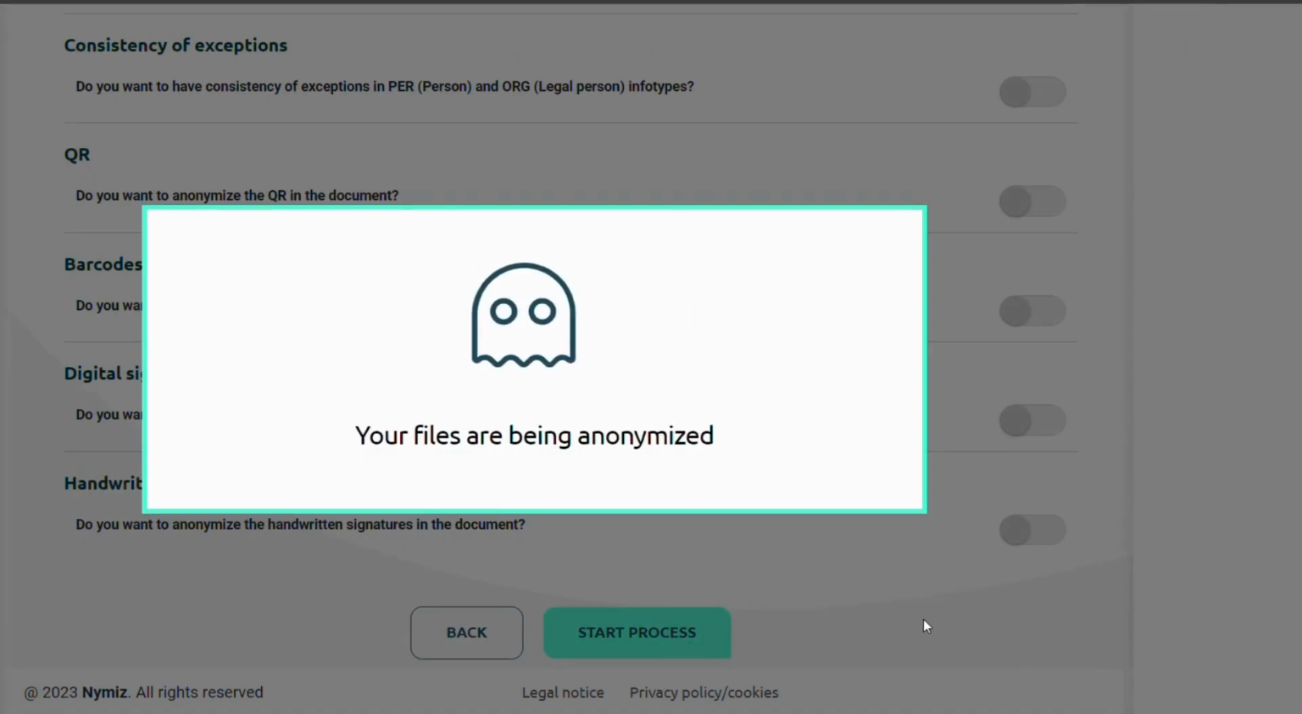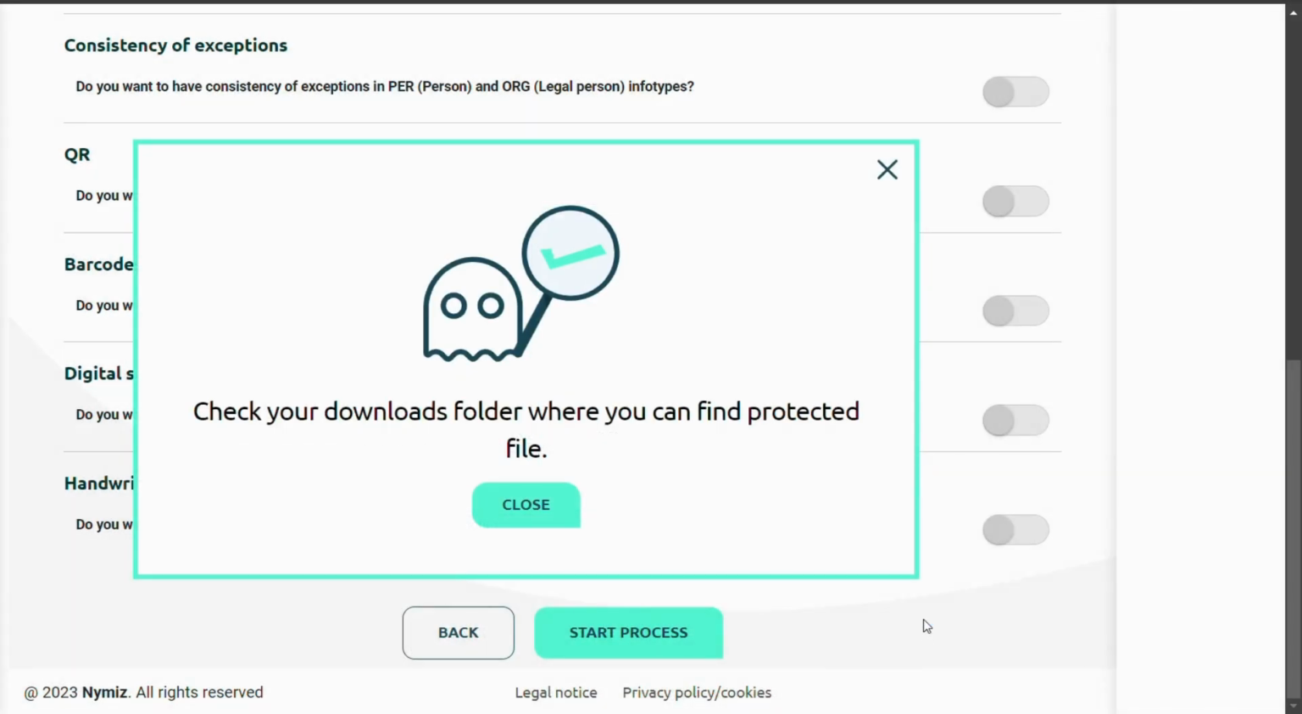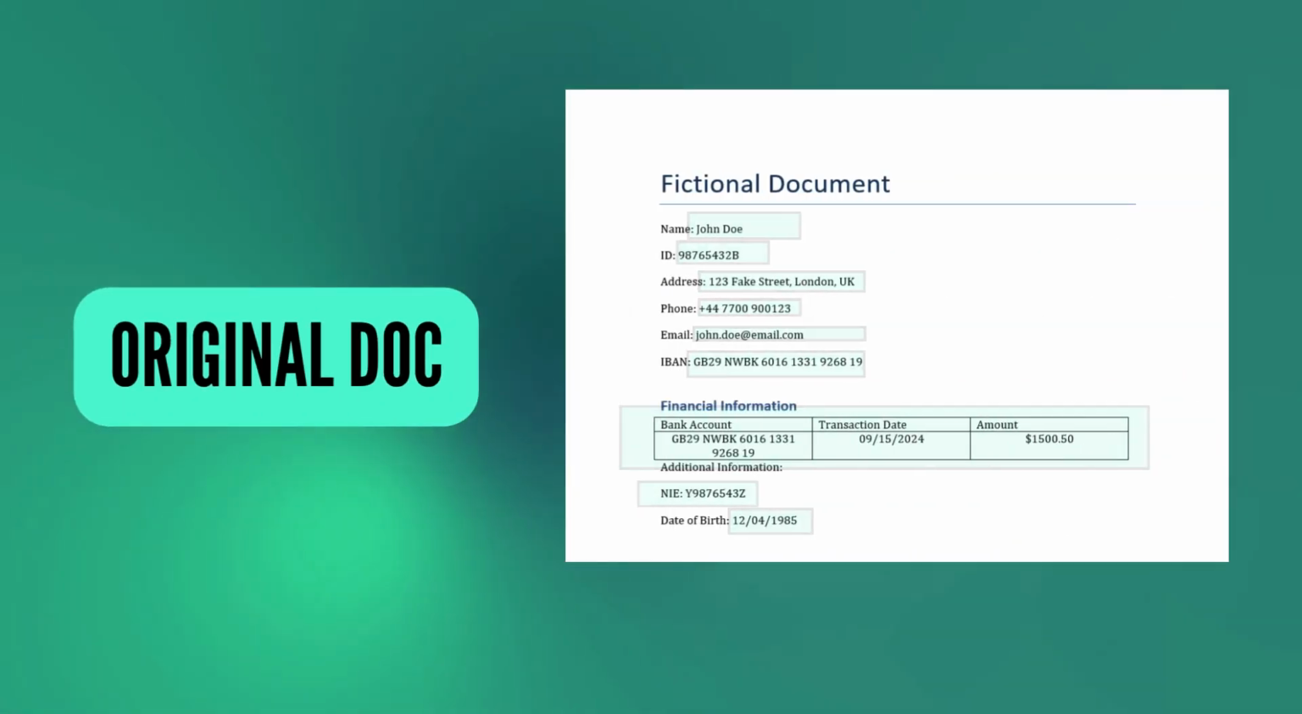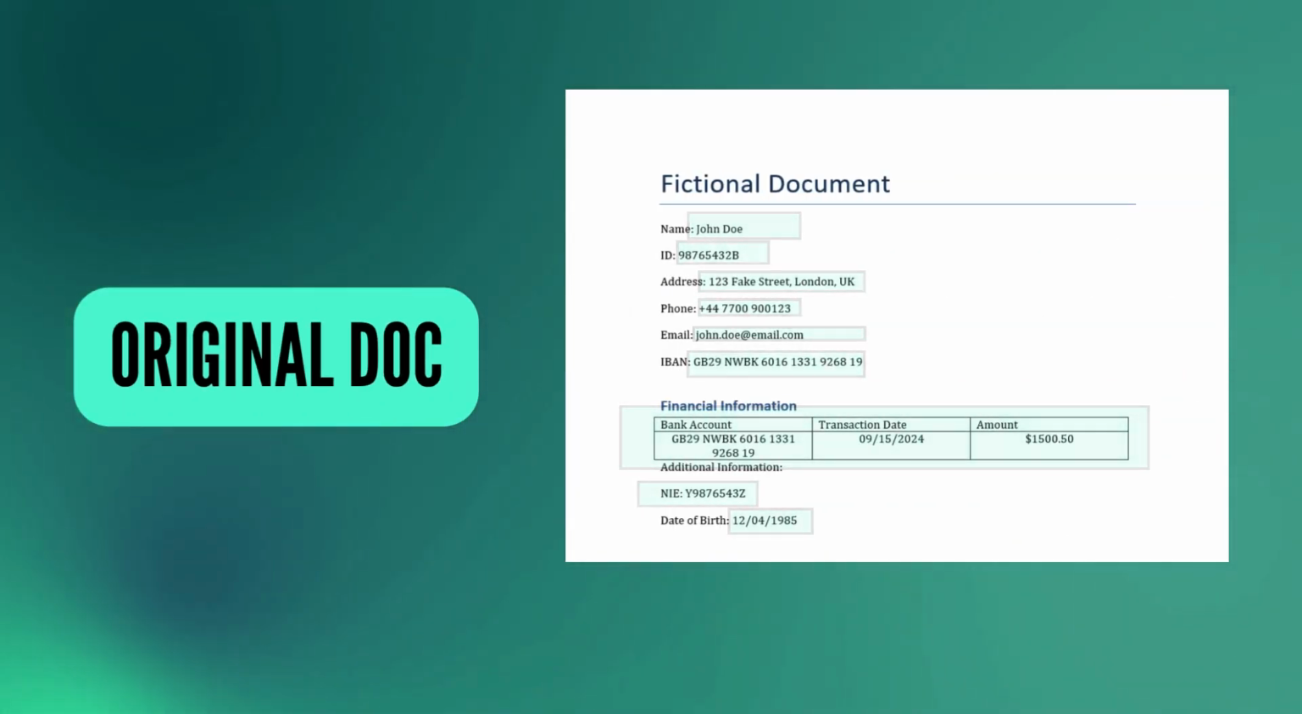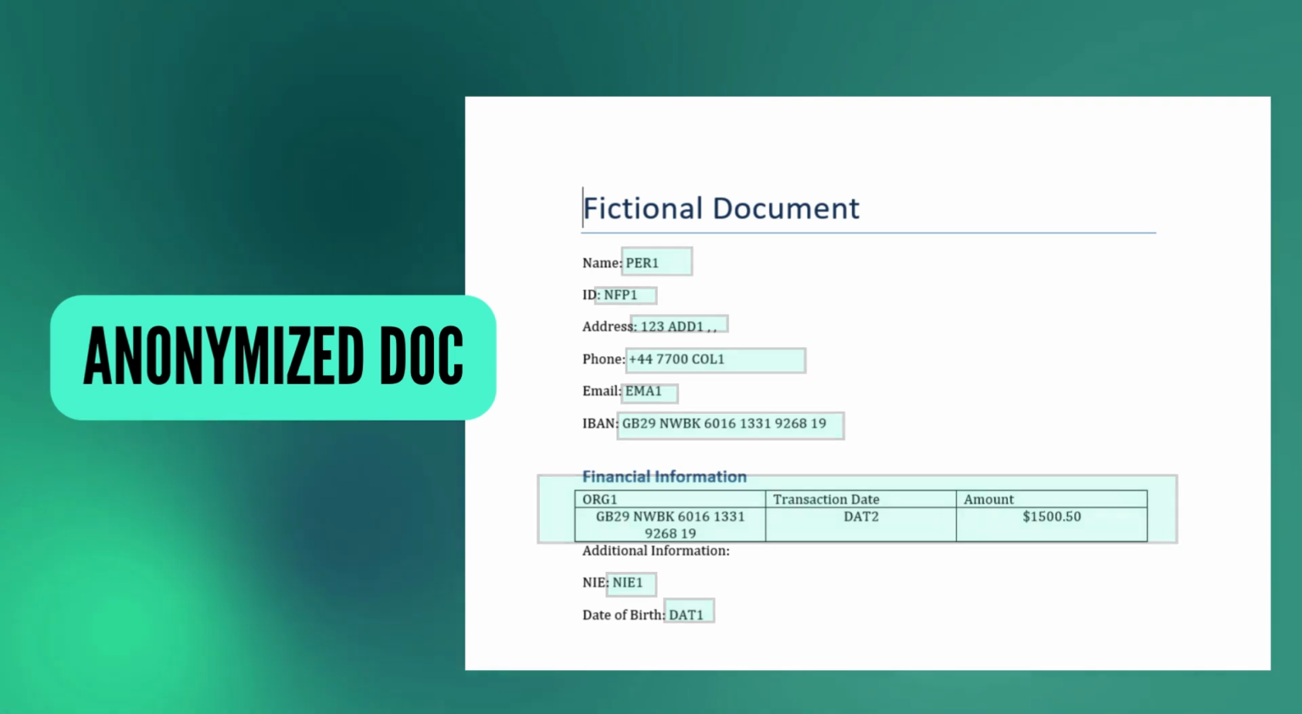Nymiz will automatically take care of detecting the text in the document, identifying both the characters and the orientation of each block of information. This guarantees a more accurate and effective anonymization. At the end of the process, this screen will be displayed confirming that the process has been completed and the anonymized file will be downloaded automatically. Thanks to this orientation detection functionality, you can rest assured that your information has been efficiently protected, even in complex cases with multiple text formats and layouts.